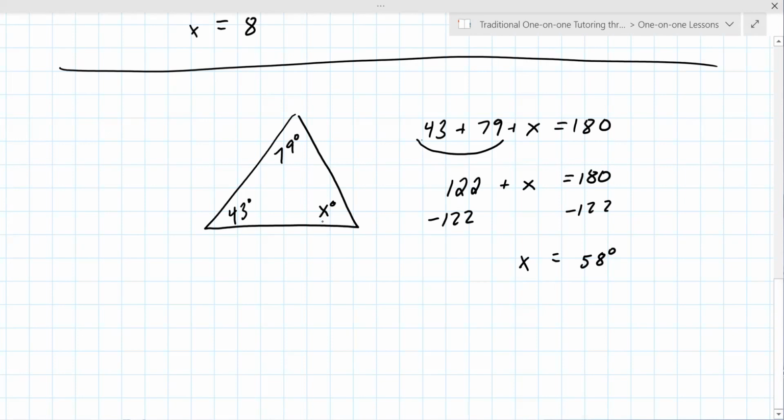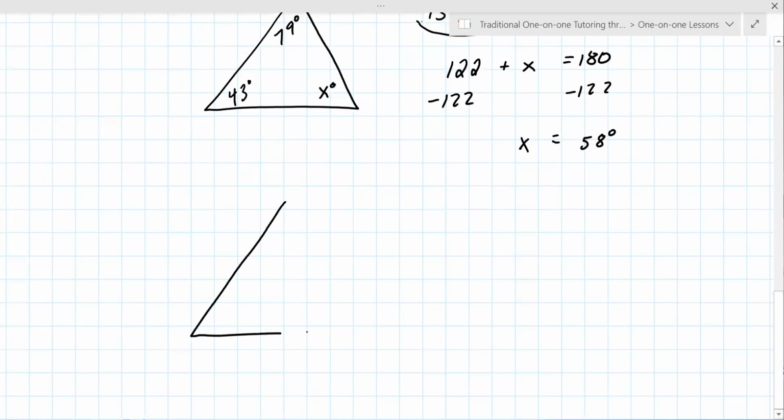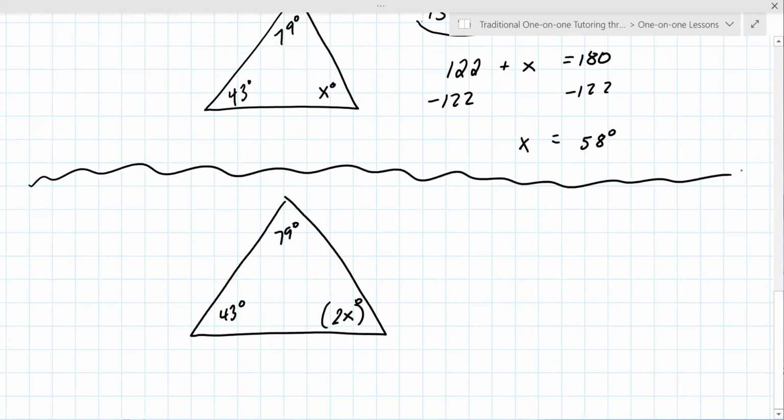See how x actually represents the angle? It's 58. I jumped in here because I want to move past it today, and I want to show you that in a really similar problem here, with 79 and 43, we're going to call this now 2x. So it's a new problem, but the same principle holds. The three angles add up to 180 degrees. So 43 plus 79 plus 2x equals 180 degrees.